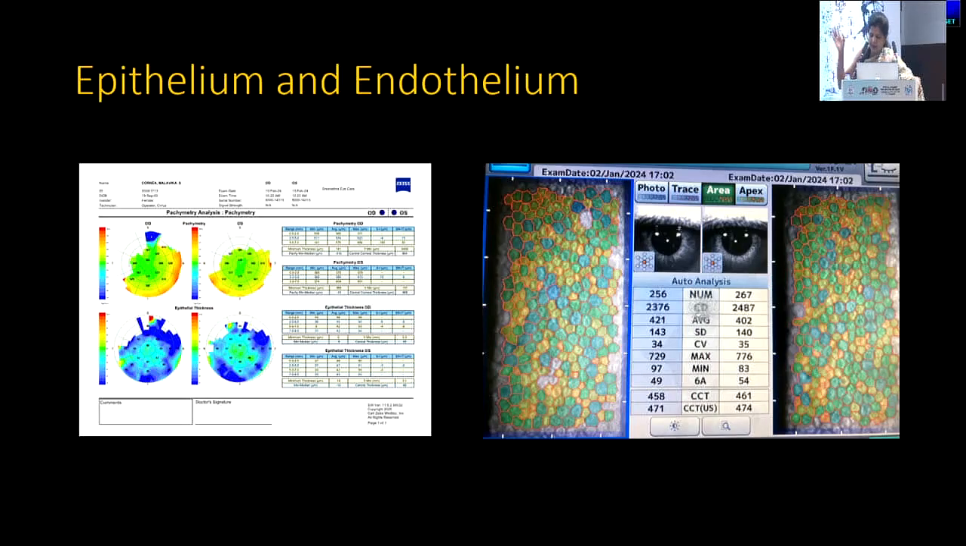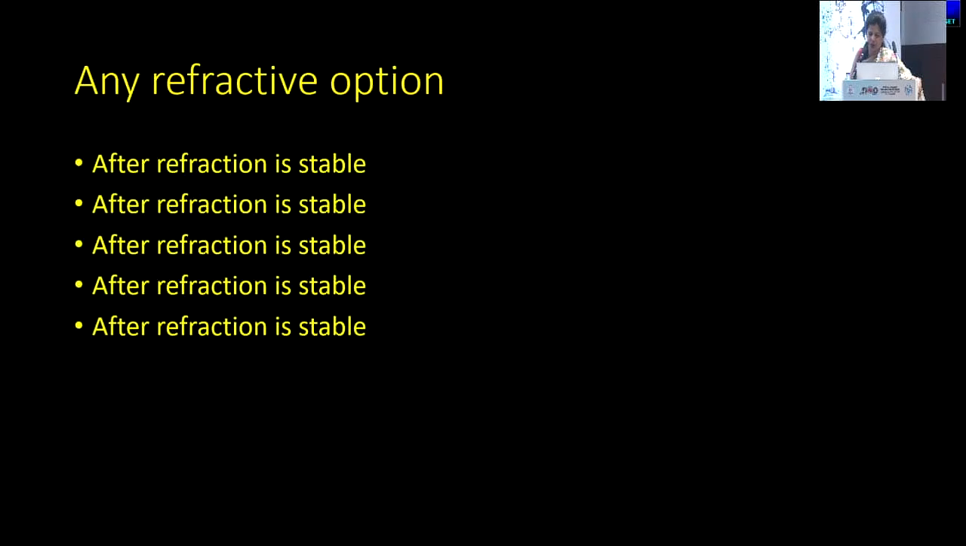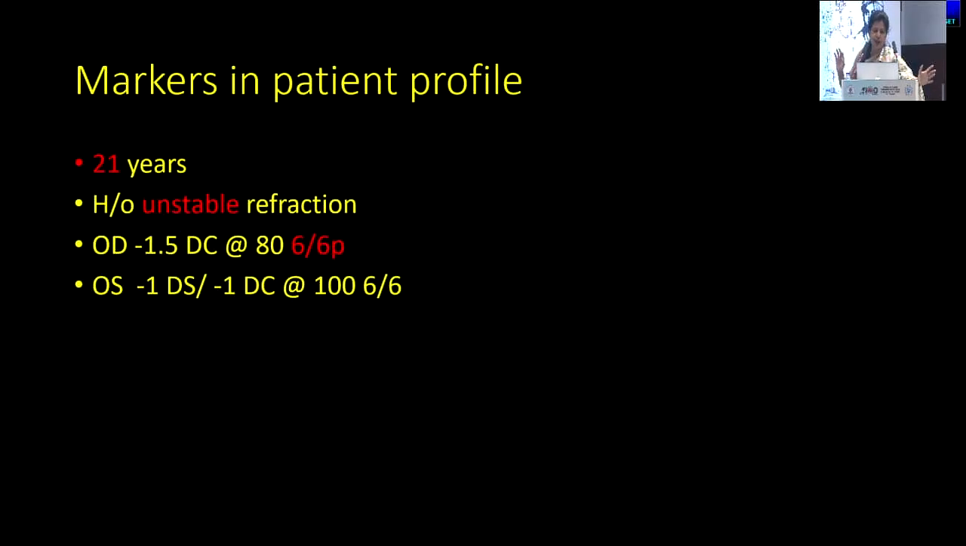And of course, I believe that endothelium, whether you're doing a laser vision correction or an ICL, is very, very important. So the dictum is that the refraction has to be stable, whatever correction you're doing, whichever modality, and always try to pick up small markers that may be present in the patient profile. So here you have a young patient with a relatively normal kind of refraction.